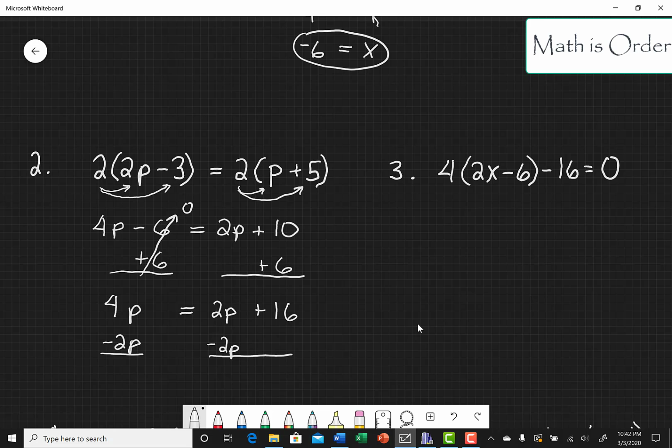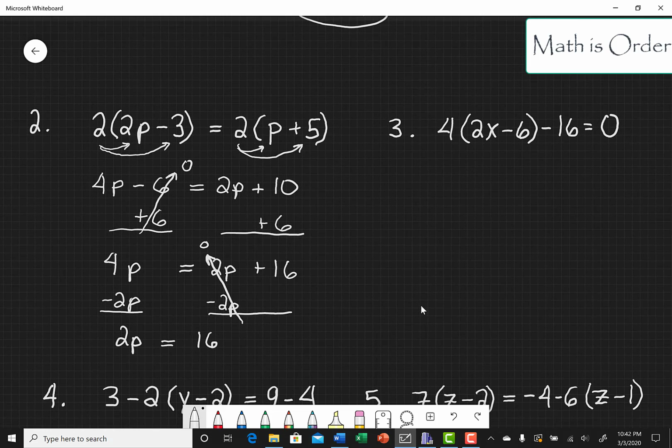Right? This is going to make us have 2p on the left and 16 on the right. All right, now one more step to go and we'll be done solving this. Let's bring it over here. All right, next thing we need to do is get rid of that 2. So go ahead and divide 2 on both sides so we can see that p is equal to 8.